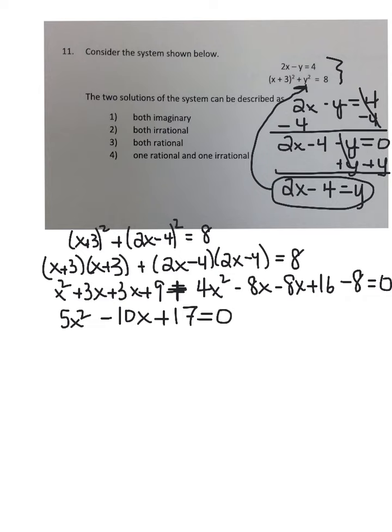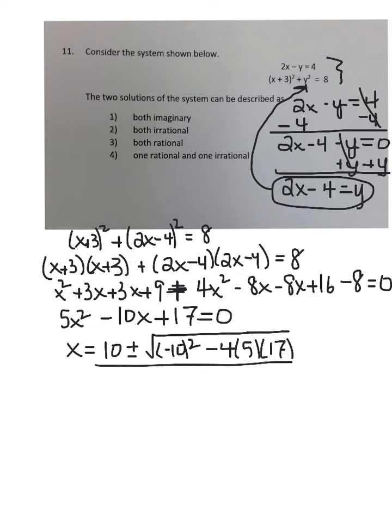Again, please make sure you are taking notes. So I'm going to have x equals negative b, which is going to make that a positive 10, plus or minus the square root of b squared, so negative 10, that quantity squared. Please put that in parentheses when you put that in your calculator. Then minus 4 times 5 times 17, and that whole thing is over 2 times 5.